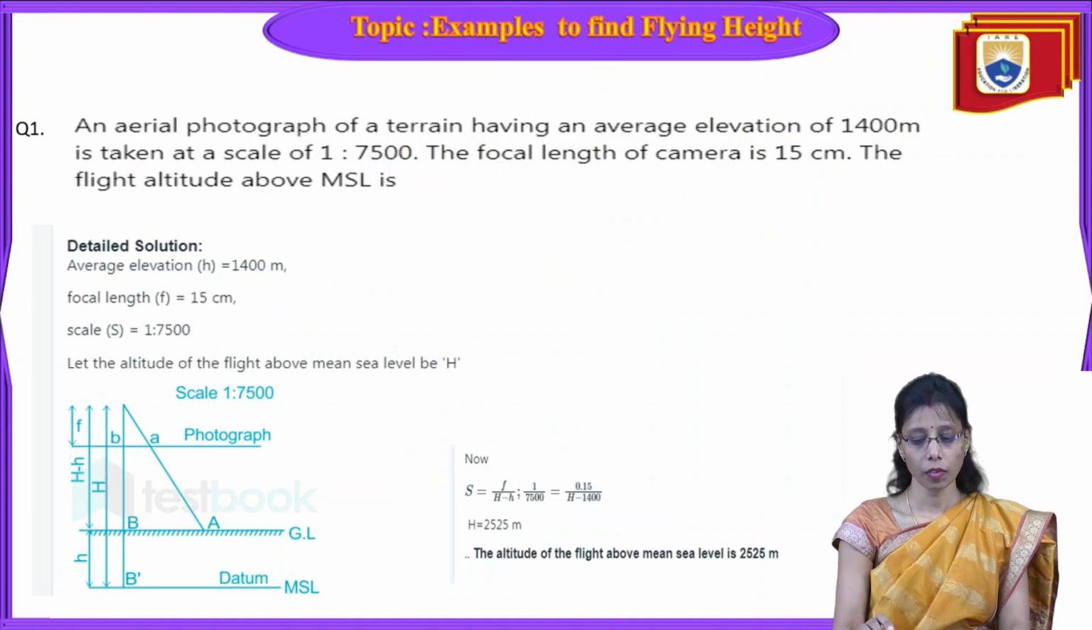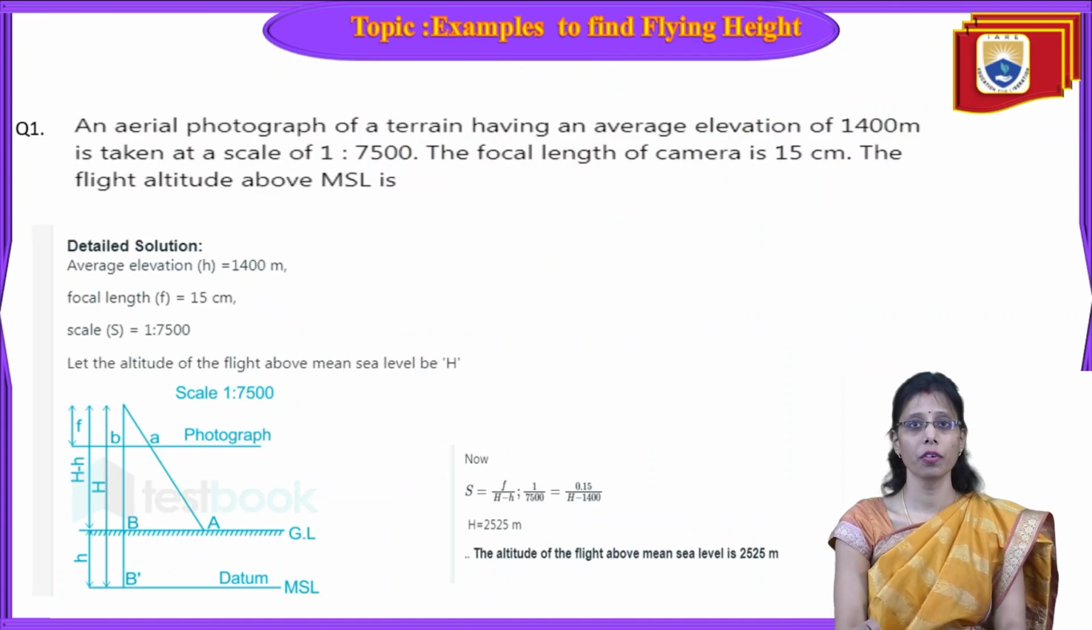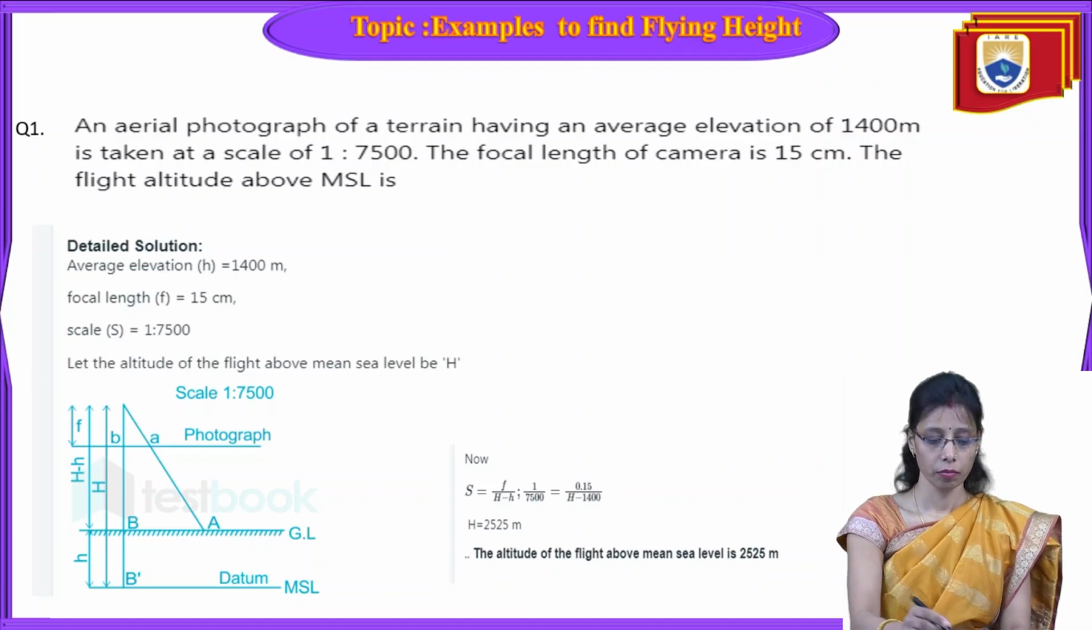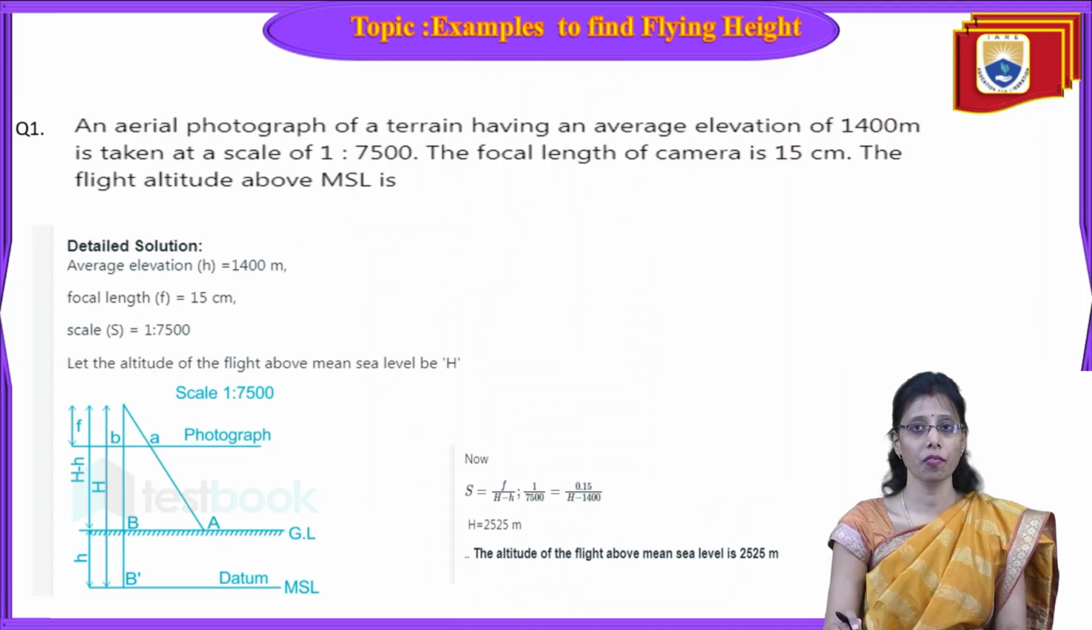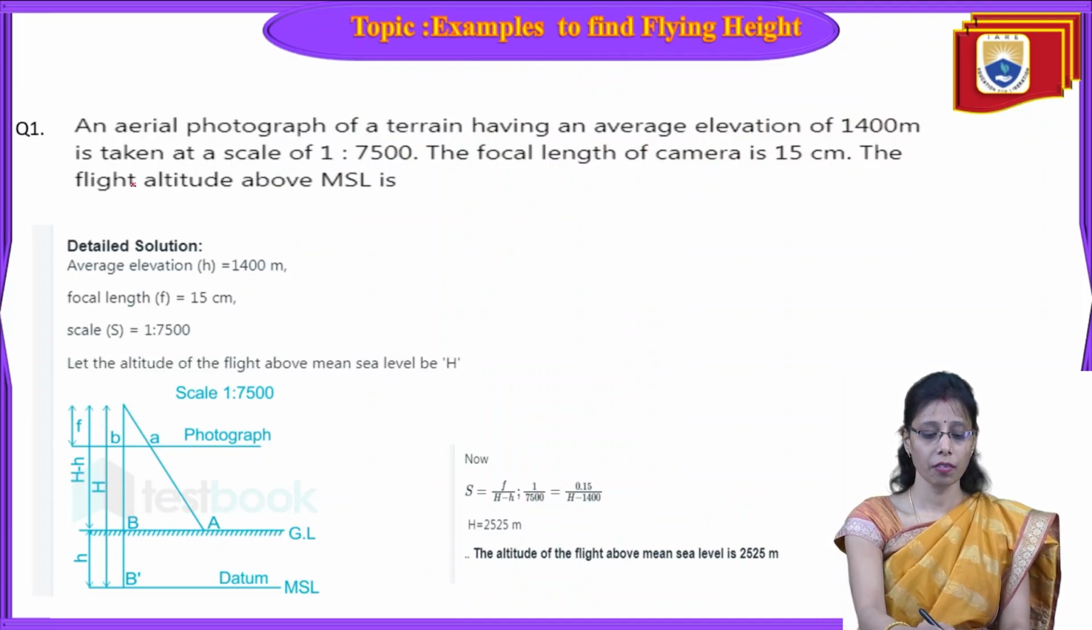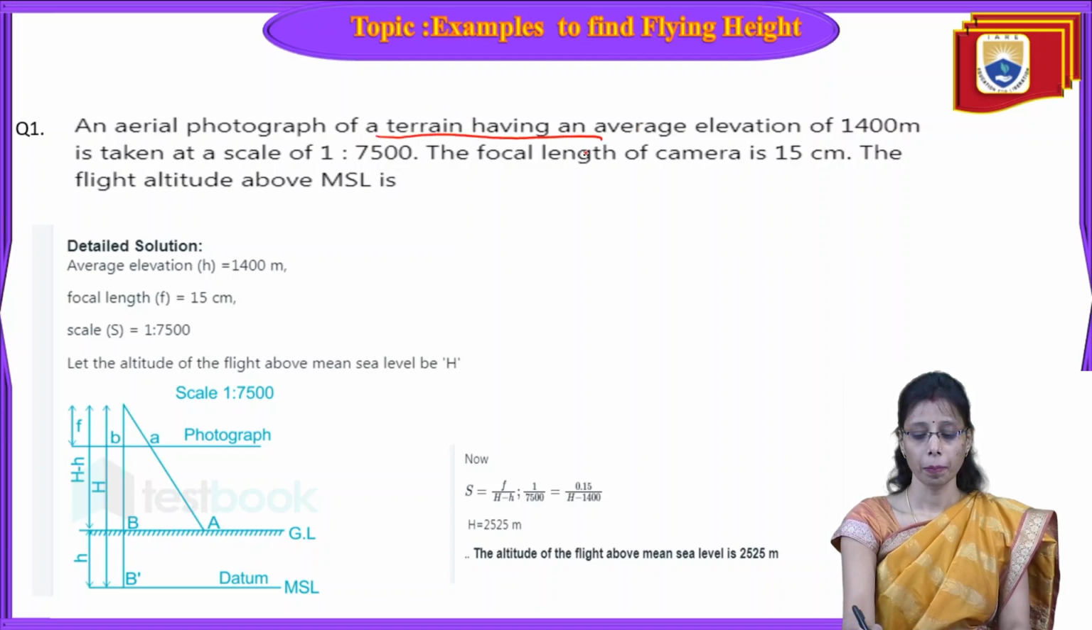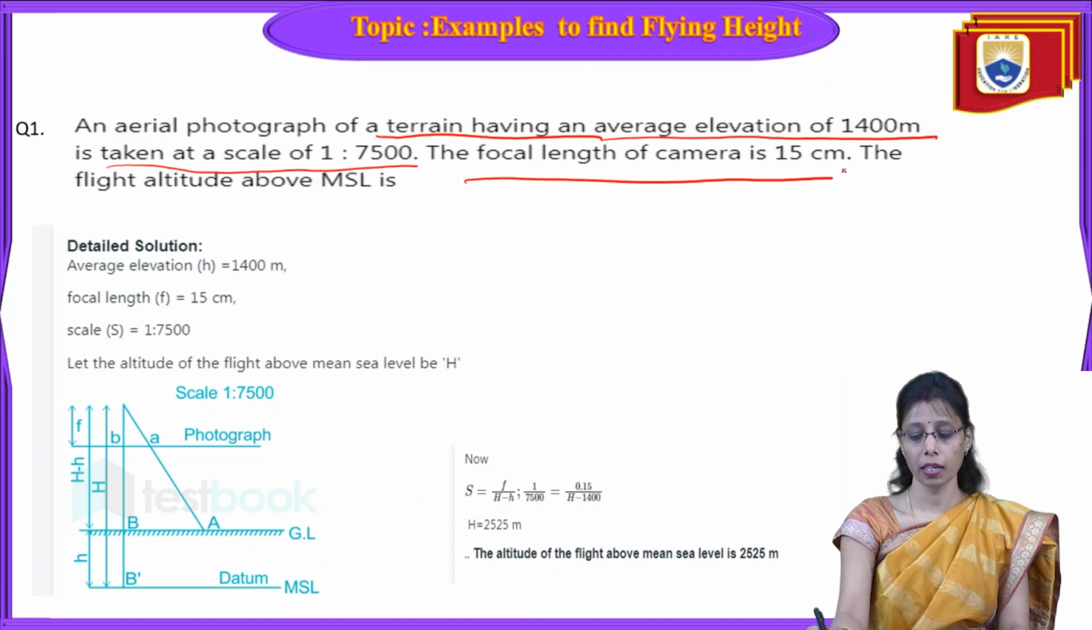Now, if we know the scale of the aerial photograph, we can even find out the flying height of the aeroplane. How can we find the height of the aeroplane? Height of the aeroplane means this is the flying height, as I said before. So how much height the aeroplane is flying. If you want to find the flying height of the aeroplane, then if you know the scale, we can find it out. So for example, an aerial photograph of a terrain having an average elevation of 1400 meters is taken at the scale of 1:75,000. The focal length of the camera is 15 centimeters.